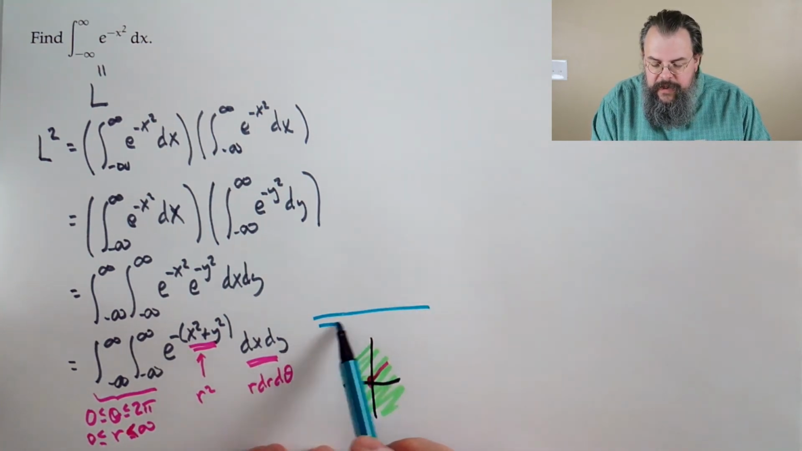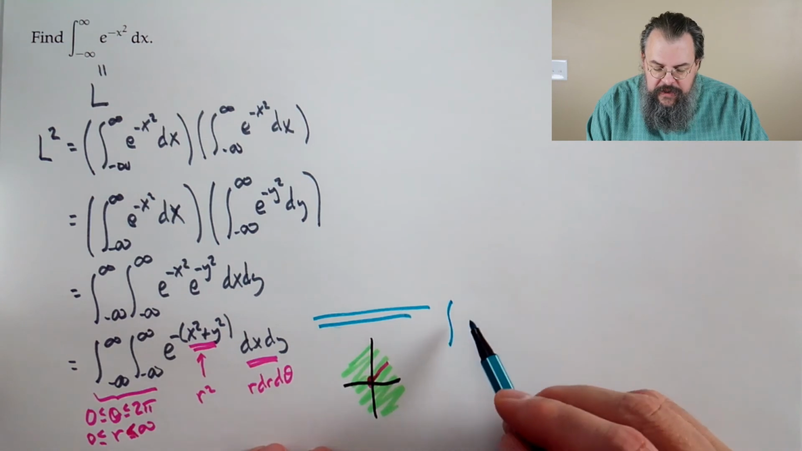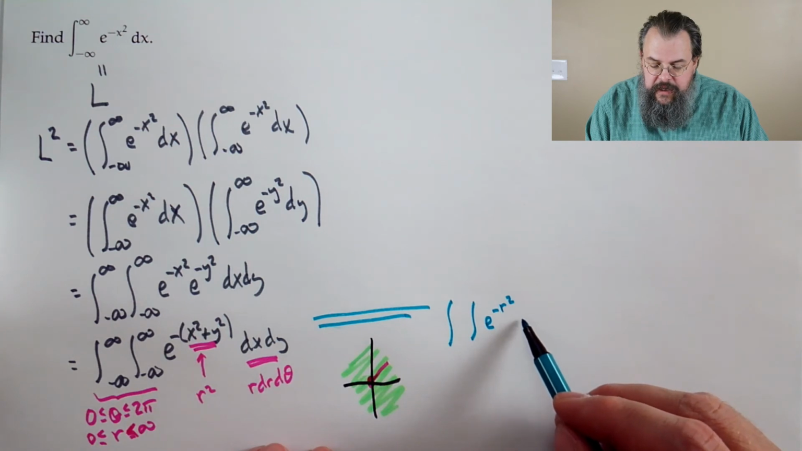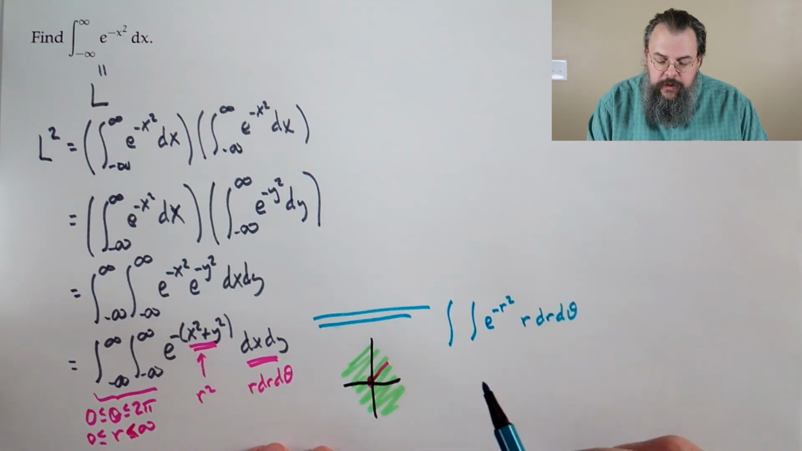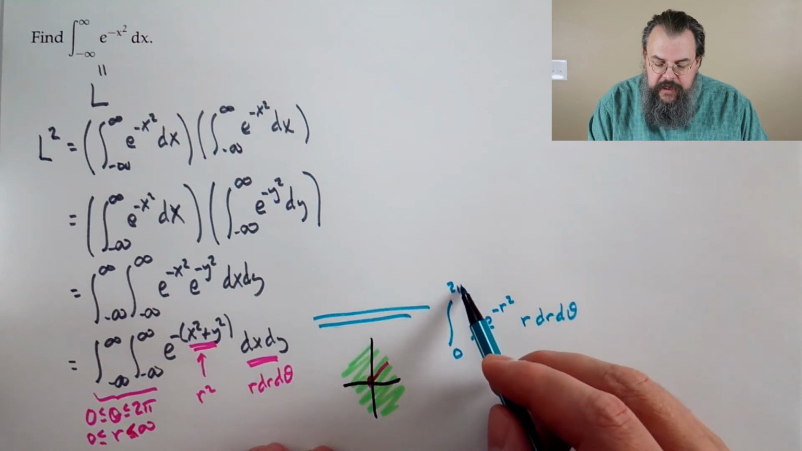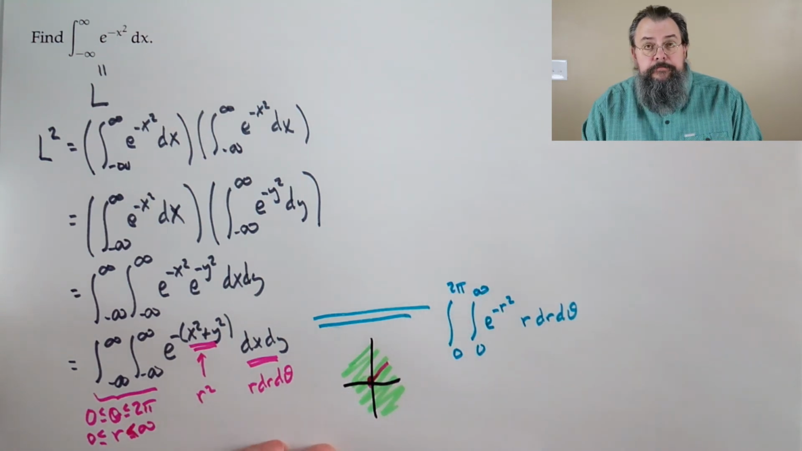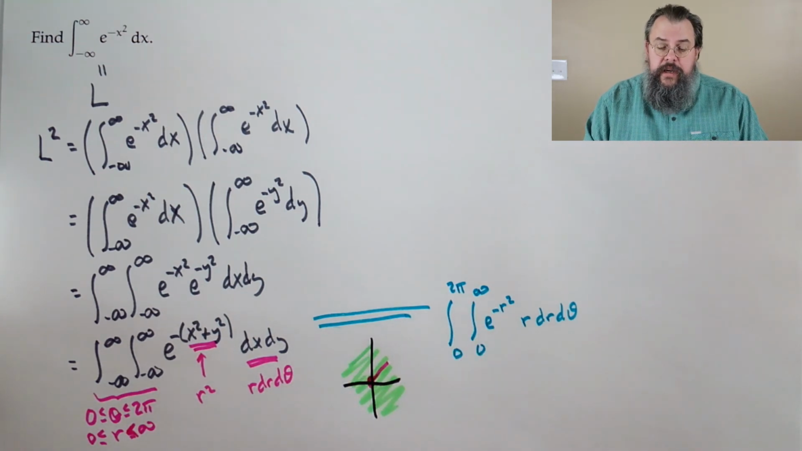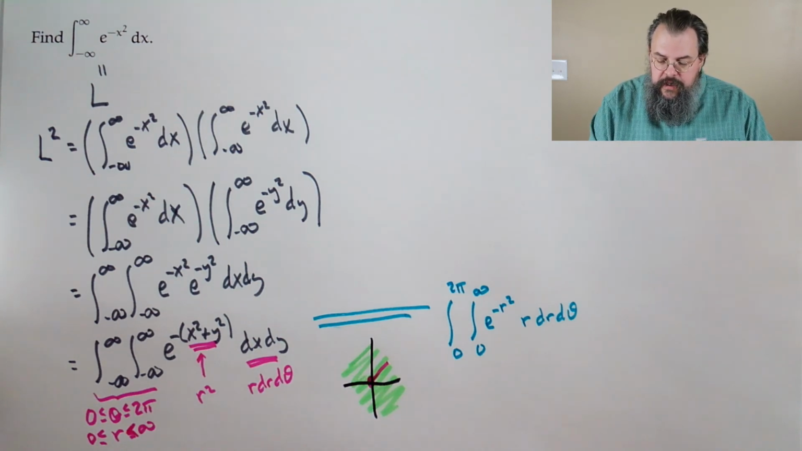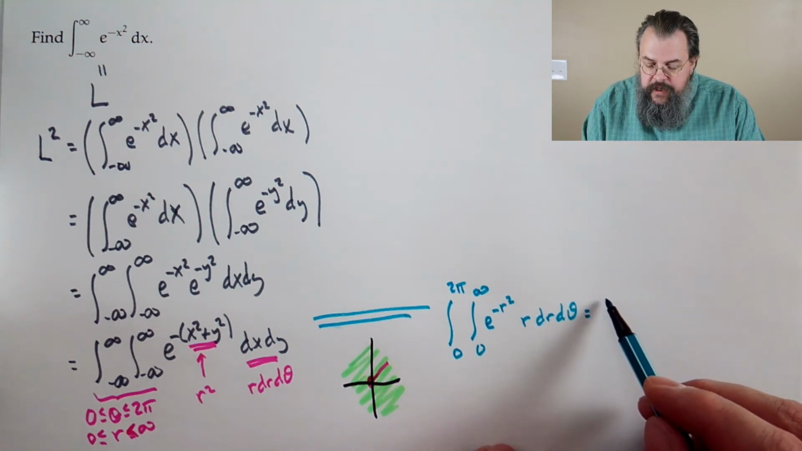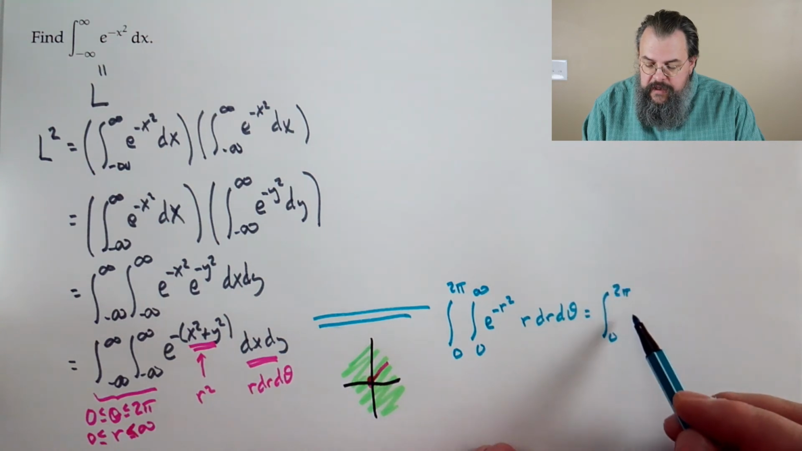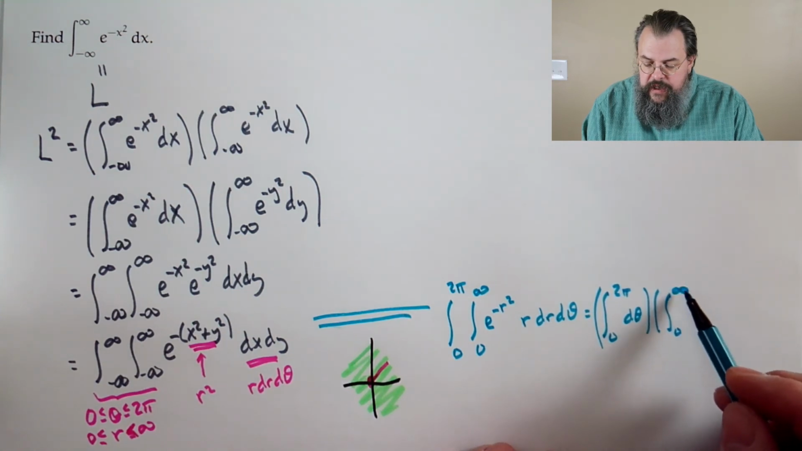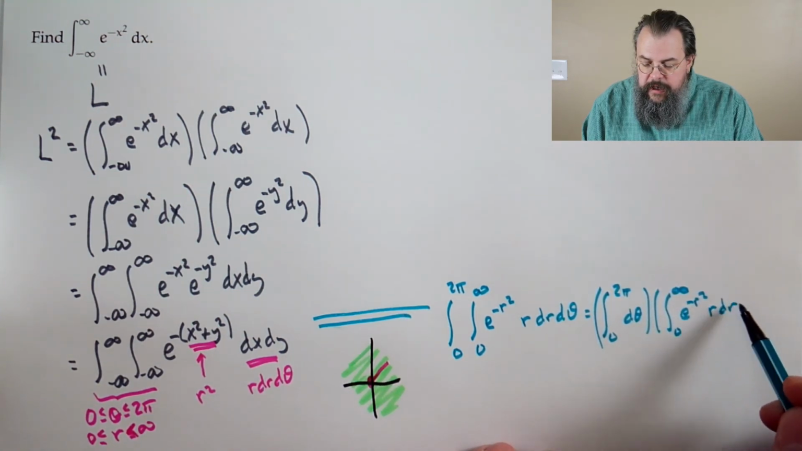So here we go. We have all our pieces. Integral e to the minus r squared, and then there's going to be an r dr d theta. Well, theta goes 0 to 2 pi, and r goes 0 to infinity. We can pull these integrals apart because the bounds are nice. They don't rely on each other. So this is going to be integral 0 to 2 pi d theta, and integral 0 to infinity e to the minus r squared r dr.